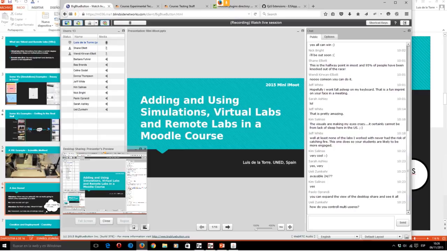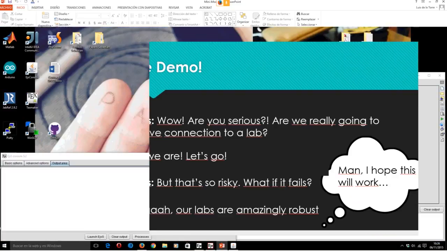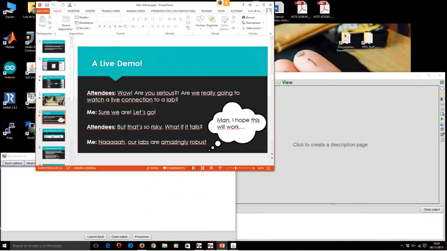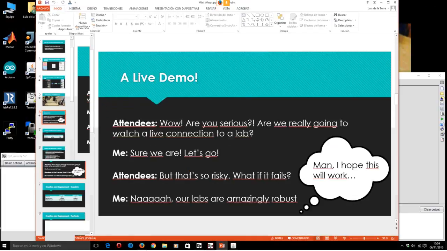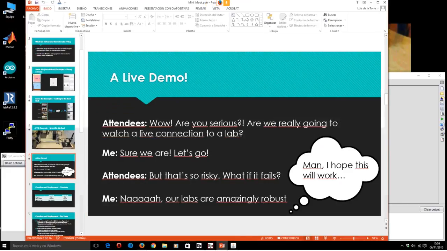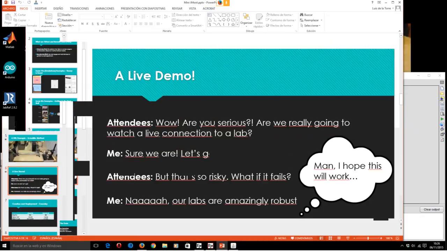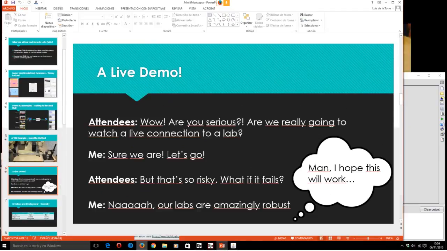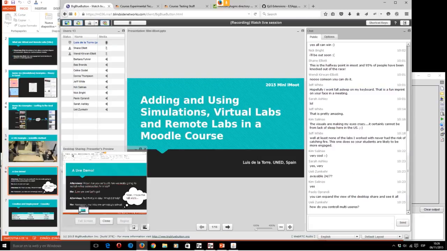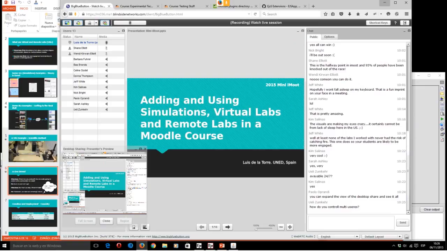You can expand the view of the desktop share and see. Well, the thing is, I am actually sharing the full screen in theory, but I think the borders are not shown. So what I'm going to do is keep on with the presentation here, but maybe something like this. I think you should be able to see like this, more or less, right? Okay, so I will try to come back here more often to see if you are talking or asking something. Sorry about that.